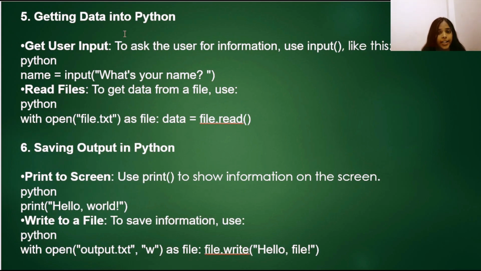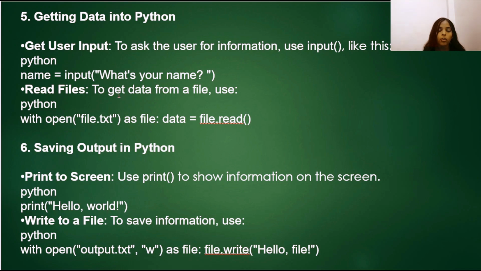Now, how to get data into Python? We can get data from the user. To ask the user for information, we use the input method like this. For example, here name is a variable which is taking input from the user, that is, what's your name. Later we will print this name, and then we will get the answer.